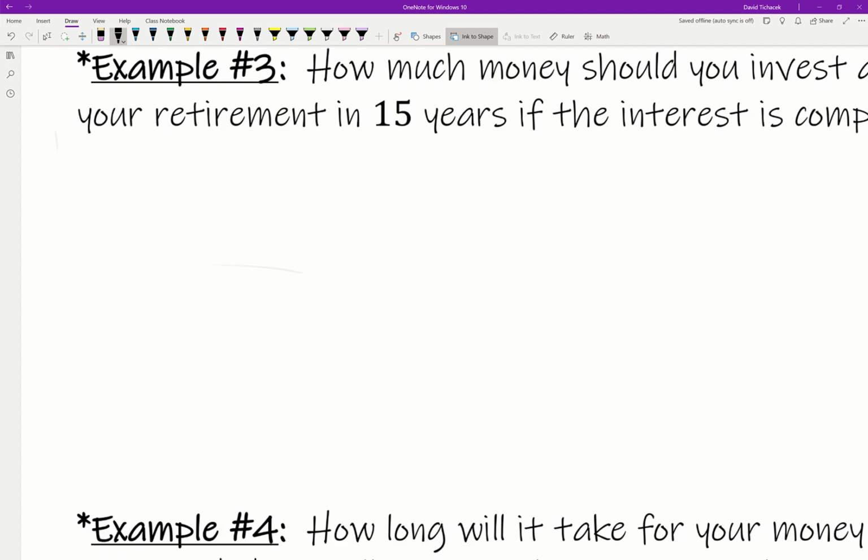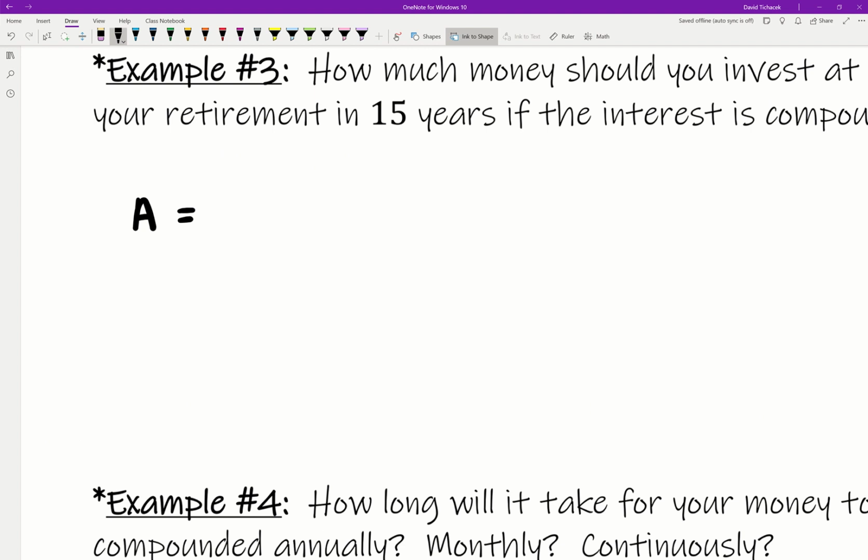This is not continuous interest, so it's not like the last problem. It's going to be like the number 1 we did today. So that's going to be the ending amount of money is equal to our principal amount times 1 plus the rate divided by n, all to the power of n times time. And n is the number of times we compound our interest in a year.